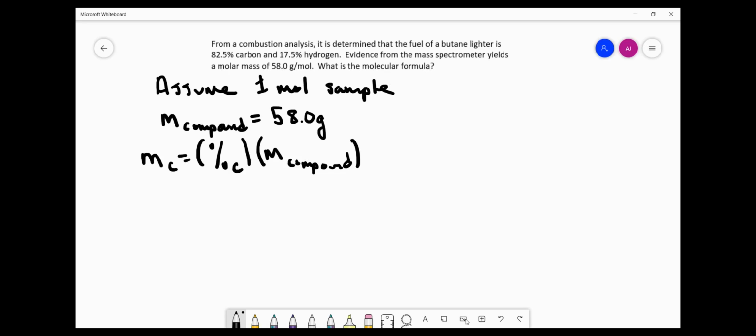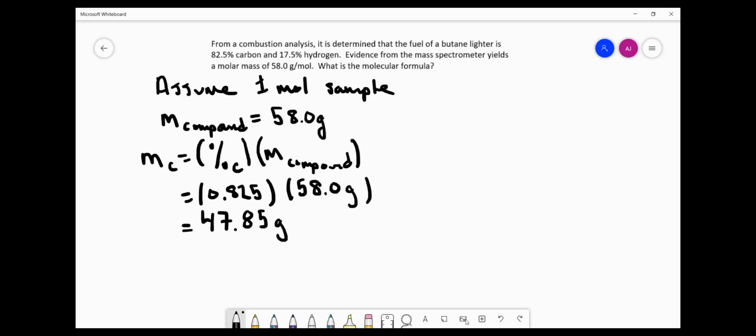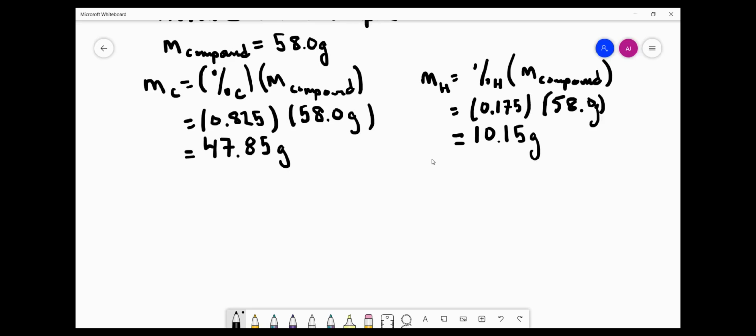Here I have the percent composition formula rearranged to solve for the mass of the element. The mass of carbon is going to be the mass of the compound multiplied by the percent of that element, in this case carbon, expressed as a decimal. So in this sample, 47.85 grams will be carbon, and we'll do the same thing with hydrogen. I now have the ratio of masses of the 2 elements that make up this compound. Specifically, I have the actual masses in 1 mole of this compound.